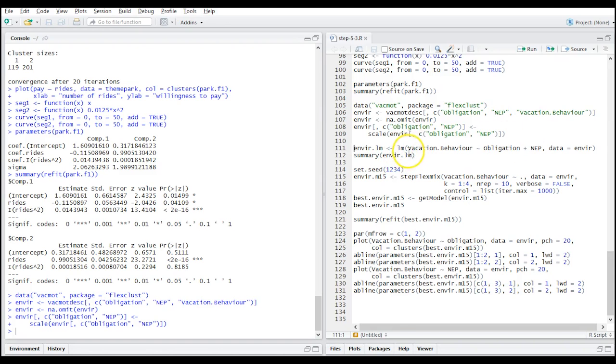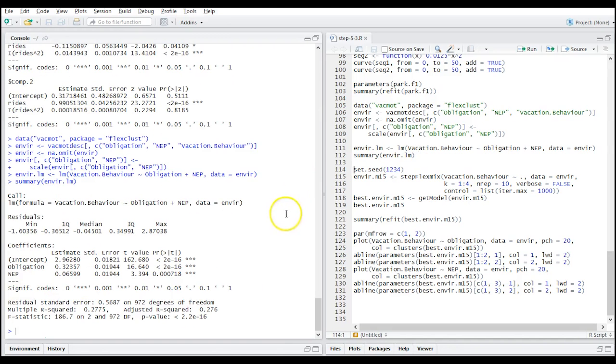So first we just fit the linear model without any groups, and this is what we would see: the vacation behavior score increases with the moral obligation score and the NEP score, but overall the fitted model only has a multiple R squared of about 30%, which is not too high, which means that we're not very well able to predict vacation behavior given those two other variables.